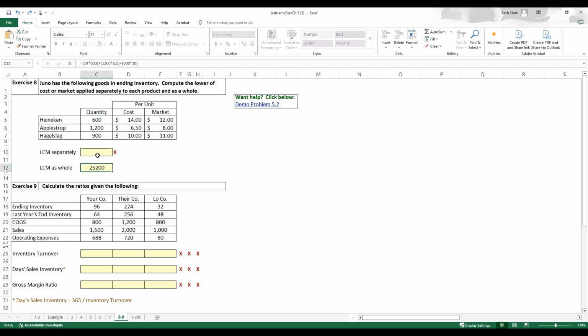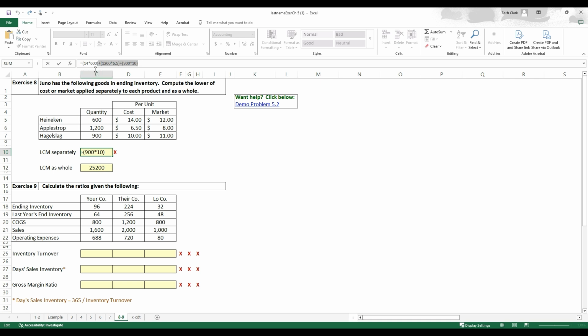Now, if we do them separately, we've got to look at each individual item on its own. And so, again, this is where having scratch paper comes in handy, but let's just take a look. We need to look at each individual one. Sorry, let me undo that. It's pretty easy to see. Okay, market is lower for Heineken. Cost is lower for Applestrop. And cost is lower for Hagelslag. So the only one we need to write down is the Heineken.